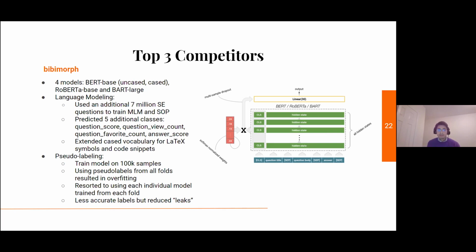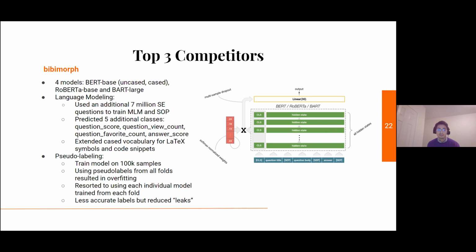But they utilized 3 additional tricks before they fed it into the model. The first thing that they did was language modeling. And this is where that massive Stack Exchange dump comes into play. They took a subsample of that, 7 million of those questions, and then they used the masked language modeling task of the BERT pipeline to train on specific tokens in the data set, and then sentence order prediction from the Albert pipeline to determine something similar for all those specific classes. In addition, they also predicted 5 additional classes, which were question score, question view count, question favorite count, and answer score.